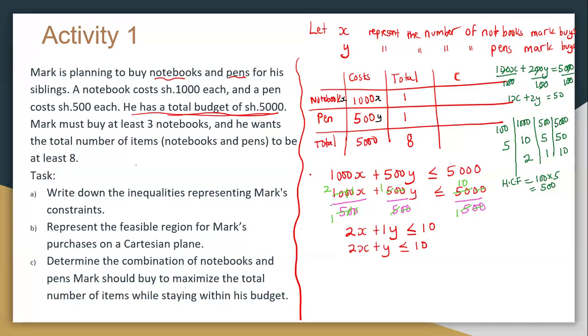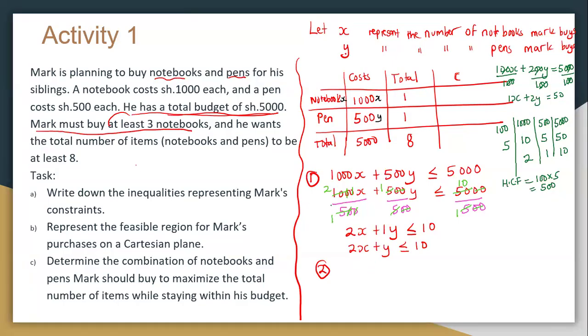So this is the first inequality here that I write. Then I go to the next inequality. The next inequality, I'm going to obtain it from here. Mark must buy at least 3 notebooks. Members, when they tell us at least, which inequality do we use? Put in the chat quickly. At least 3. Which inequality do we use? Very good, Patricia. So here we shall say at least means greater than or equal to.